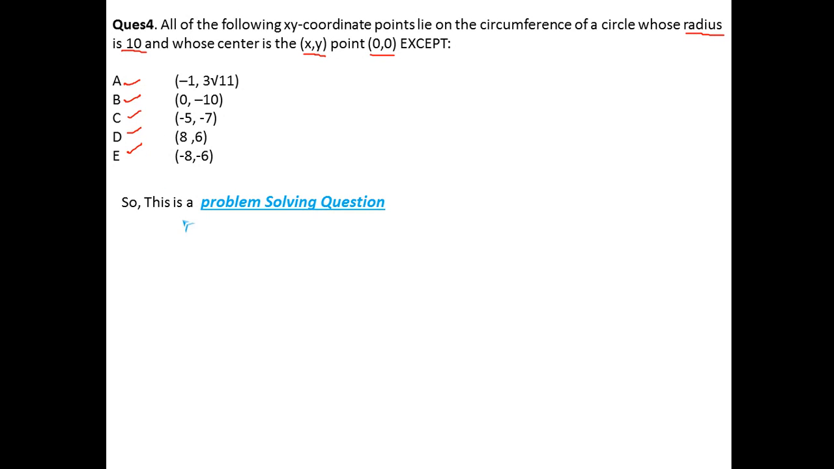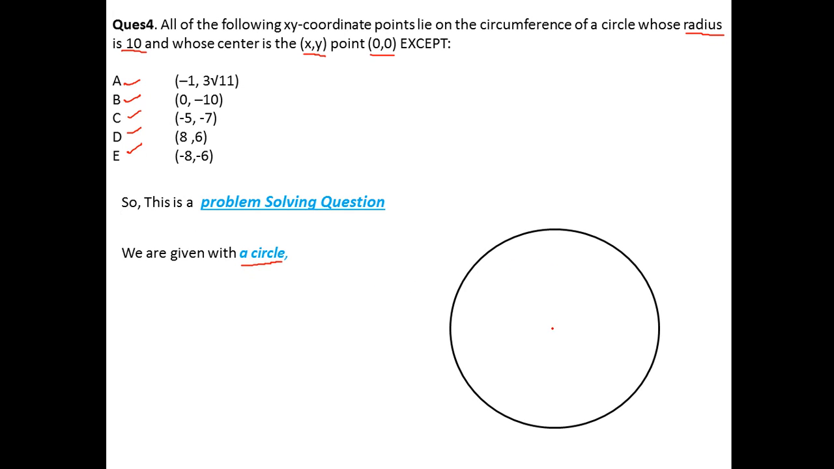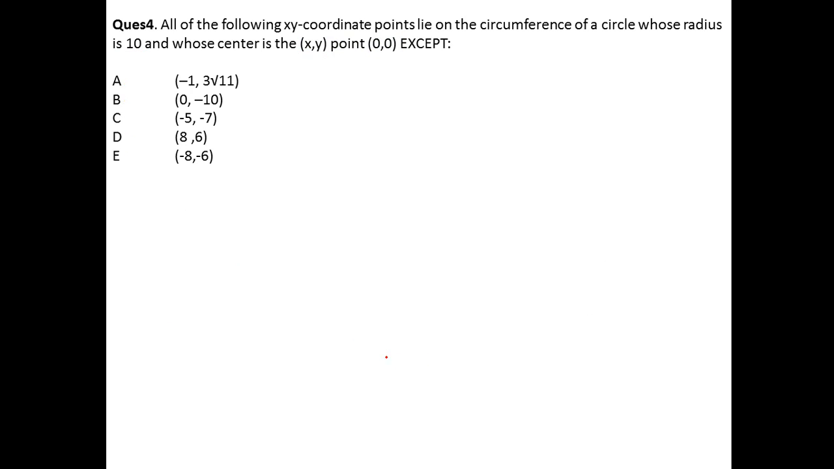So it is a problem solving question, very clear. Now we are given a circle. So let us assume this is the circle given to us, xy point 0 comma 0 is the center, and radius is 10. So here we have the center at 0 comma 0 and the radius is equal to 10. Now see how to approach this question. We won't calculate it for each and every point. Try to cancel the options and get to only one answer choice.